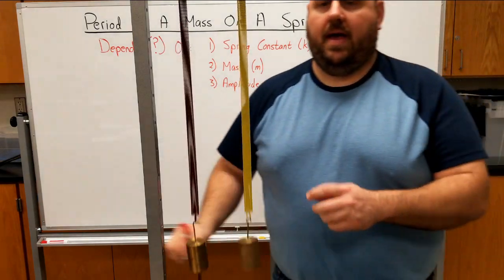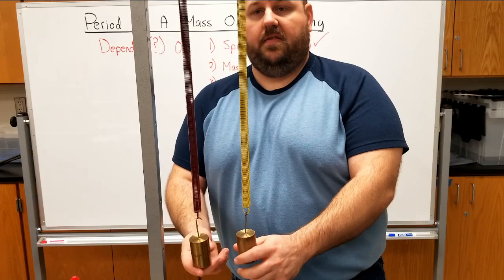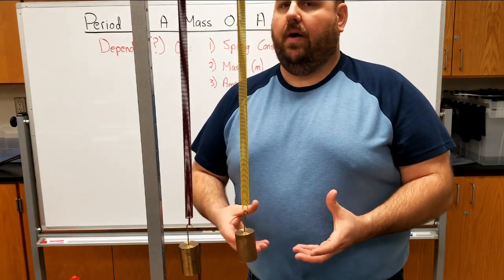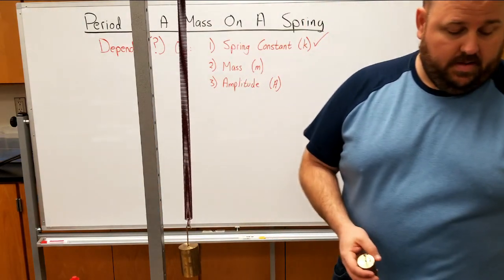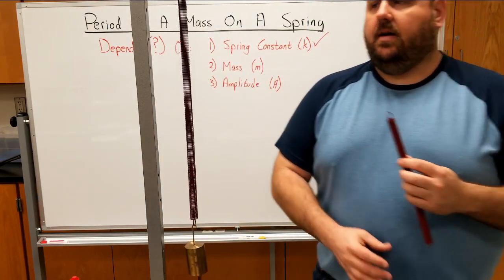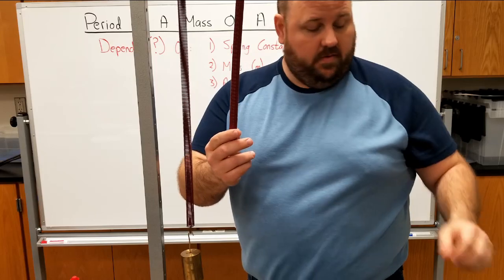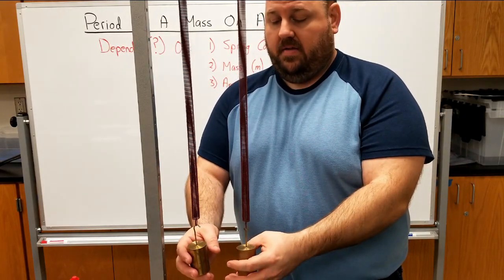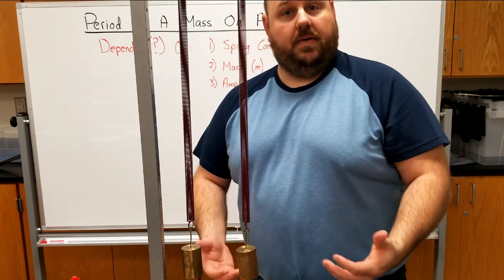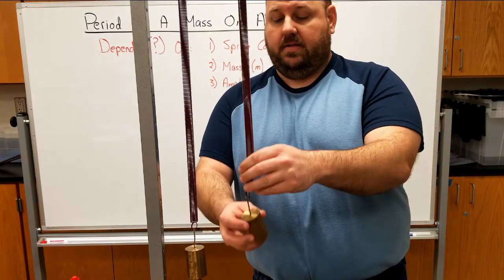Next, let's see if the mass has an effect. So both of these have the same mass. So keeping in mind, I only want to change one thing at a time. Let's put the same mass, or excuse me, different masses, on the same kind of spring. And so these are both red springs. If I put the same mass on them, you can see that they stretch by the same amount. They have the same spring constant.